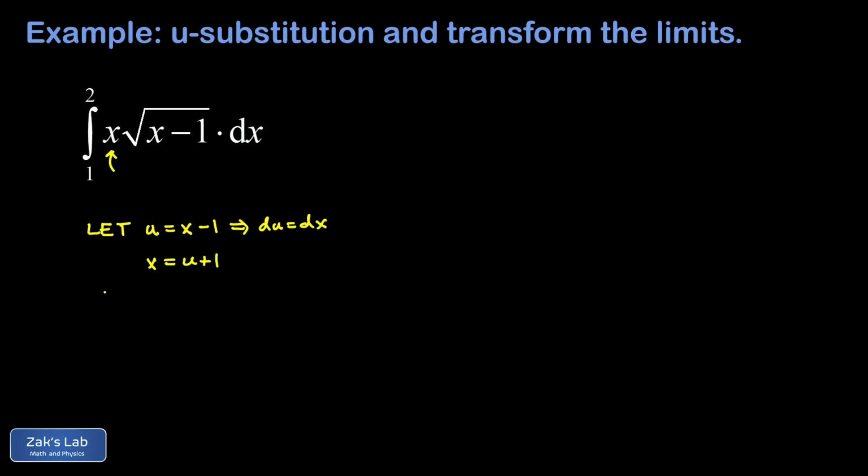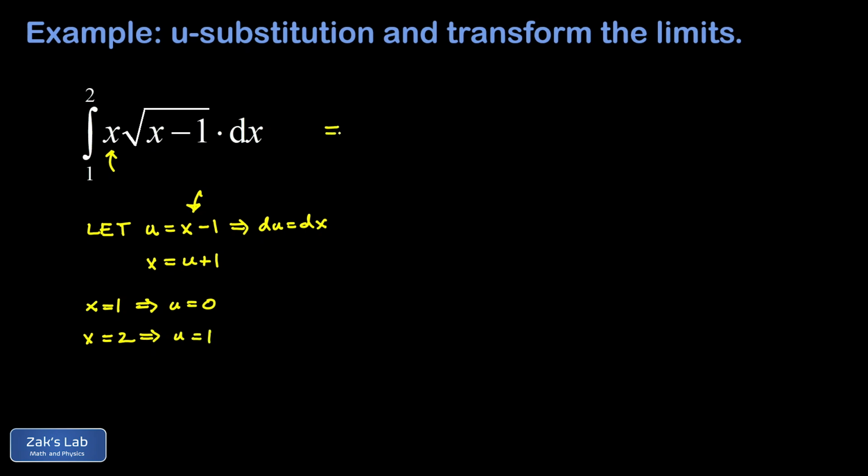In addition to that, I want to transform the limits of integration, so we can just go to u space and finish the problem there. To transform the limits of integration, we just look at the values of u corresponding to the upper and lower values of x. So when x is equal to 1, I put that into my definition for u, and u will be 1 minus 1, or 0. When x is equal to 2, I get 2 minus 1, so u is equal to 1.